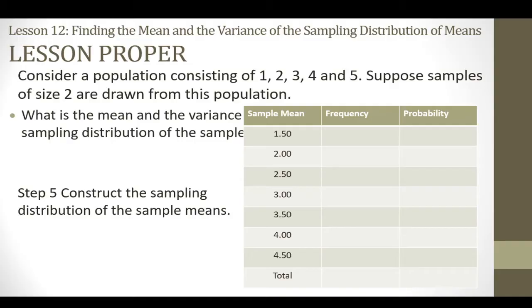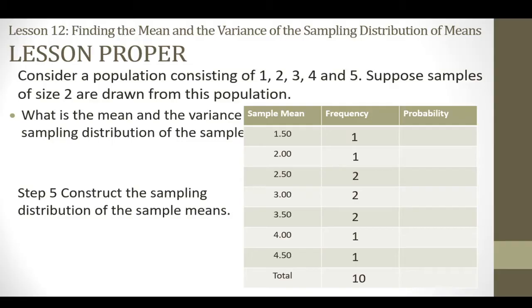So I'm gonna get the frequency of each. So from our previous table, ilang 1.5? We have 1. Ang 2 natin ay isa rin. 2.5 ay dalawa. We have dalawang 3, dalawang 3.5, isang 4 at isang 4.5. So all in all, iyan ay 10.